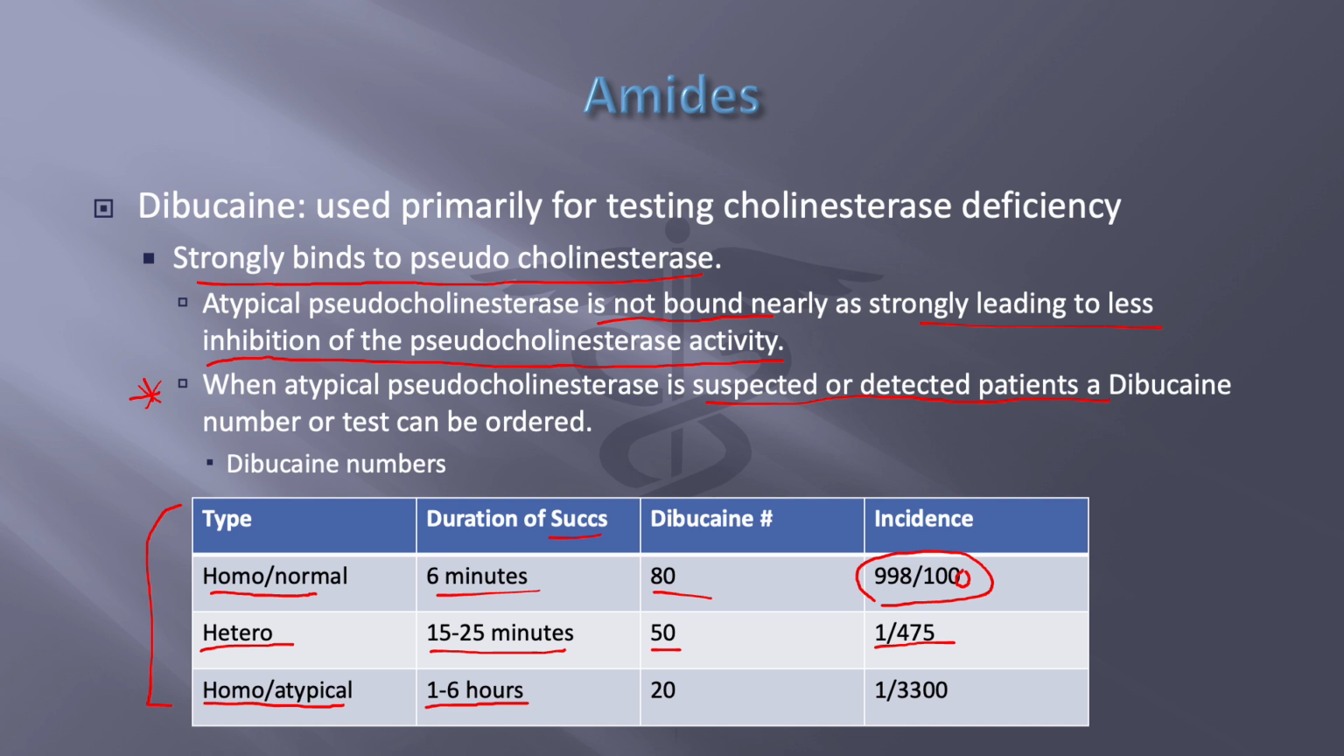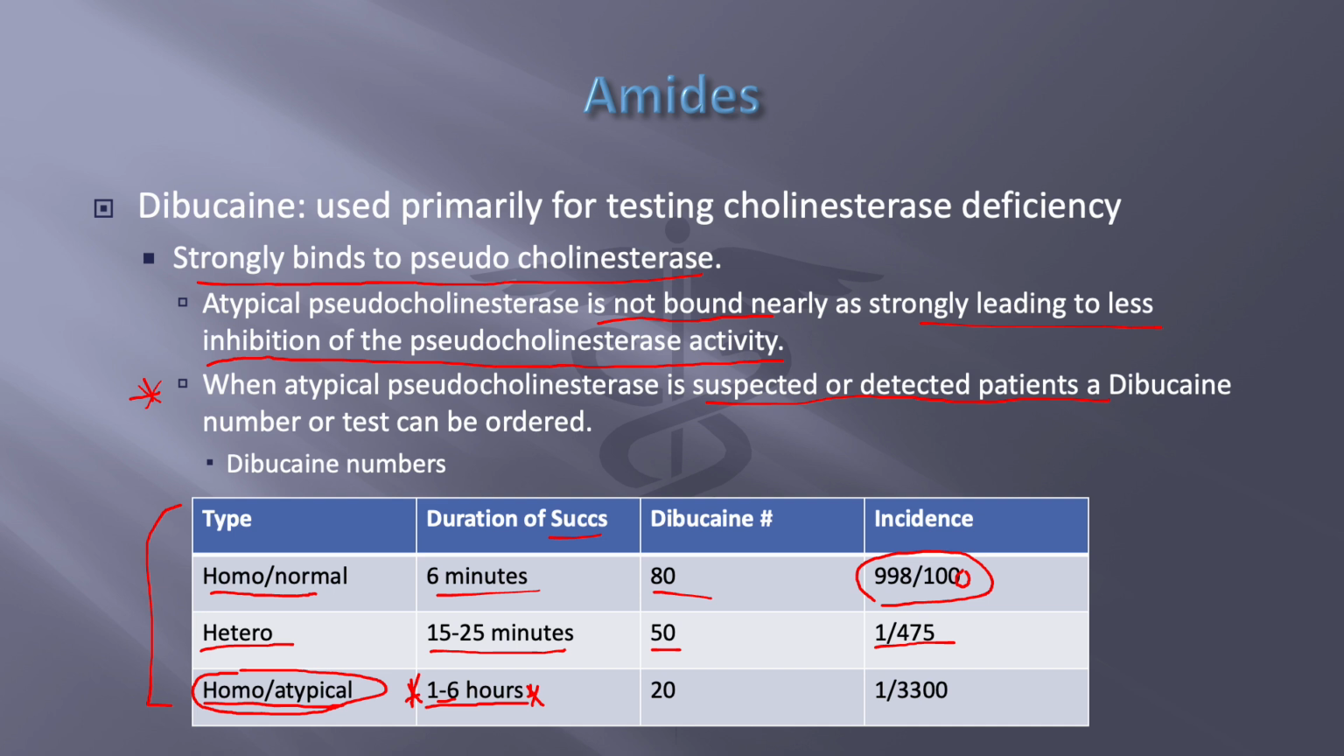Incidence is 1 in 475 patients. Homo or atypical meaning that all of their pseudocholinesterase is atypical. 1 to 6 hour duration of succinylcholine, okay? So you do a 1 hour gallbladder on a patient and you give them sux for induction. You got to wake them up and they're awake completely, but they're still paralyzed. So that's a big deal, all right? We can't safely extubate these patients.